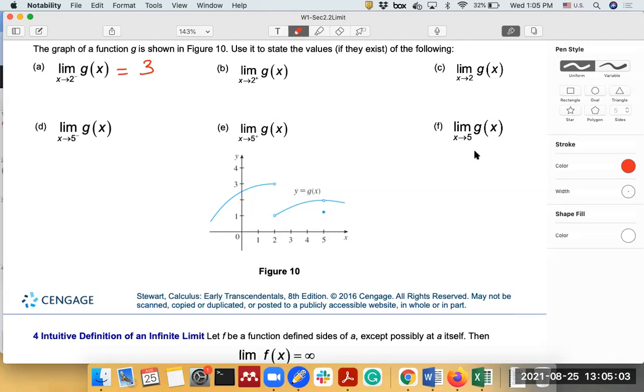How about the right-hand limit of the function g? The right side of this, right? 1. Very good.